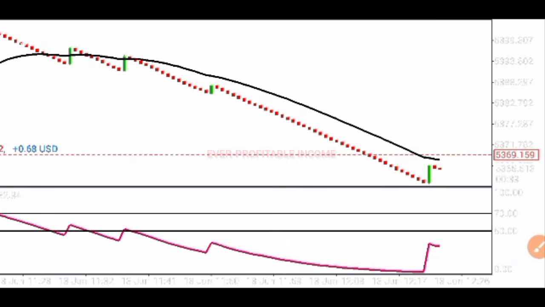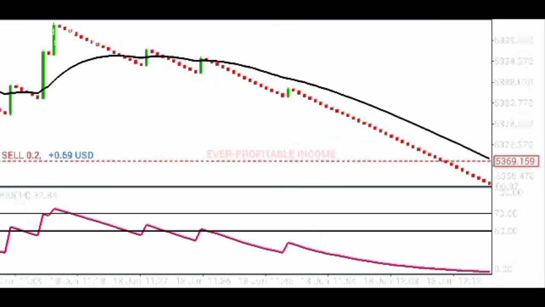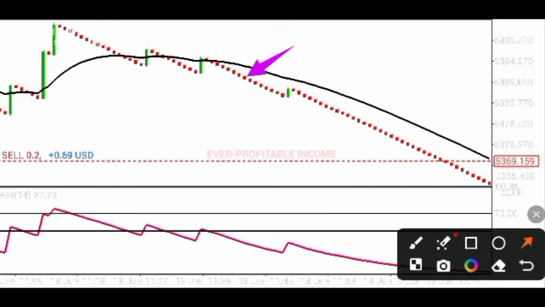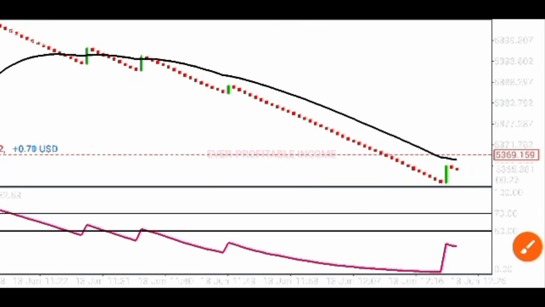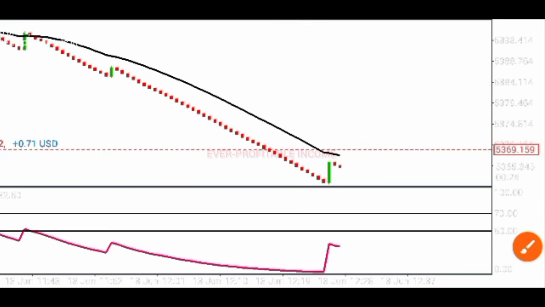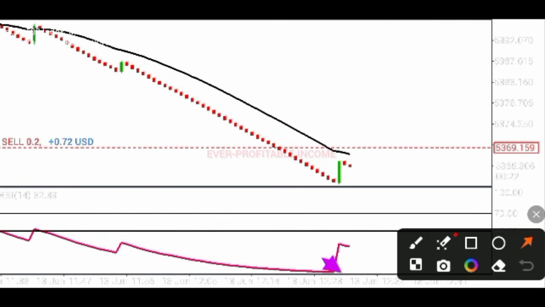If we had entered earlier at this point, we would have made a whole lot of profit, guys. But because we entered late, the moving average was already close to oversold level, and we made little profits, and it's going to start spiking up heavily. So it's better we get out right now.